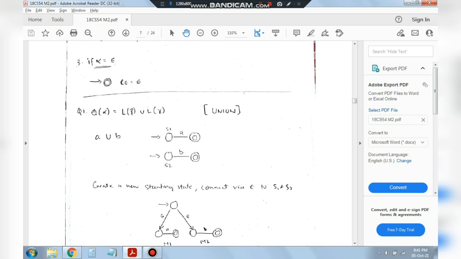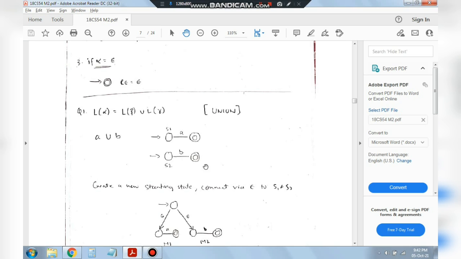So if language of alpha is equal to language of beta union language of gamma, how can we represent this using an FSM? Okay, so first make the state here. Suppose that it's A union B. Language of beta is A and language of gamma is B. First draw the finite state machine for A. Finite state machine for A will be starting state, which is S1, then A, then the final state. For B also it will be the same thing, S2, B, and then final state.